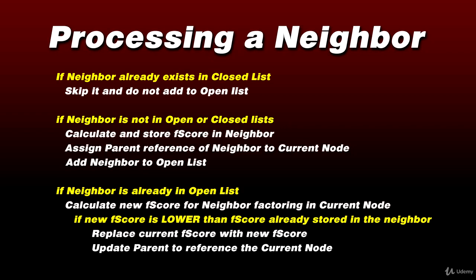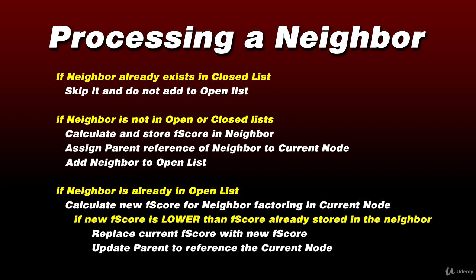However, it is possible that the neighboring node we're processing may already exist in the open list. If this is the case, then it means that we already discovered this node earlier as the neighbor of a previous node that we processed, and that's when it got added to the open list. When this is the case, we definitely don't want to add it to the open list a second time. What we do instead is calculate a new potential F-score for this neighbor, factoring in the current node that we're now processing it from. If the F-score we generate from the current node is lower than the one that was already stored there, calculated when we were processing some previous node, then it means that we may have just found a cheaper way to get to that node through the current node, and we update its F-score and we update its parent reference to point at the current node.